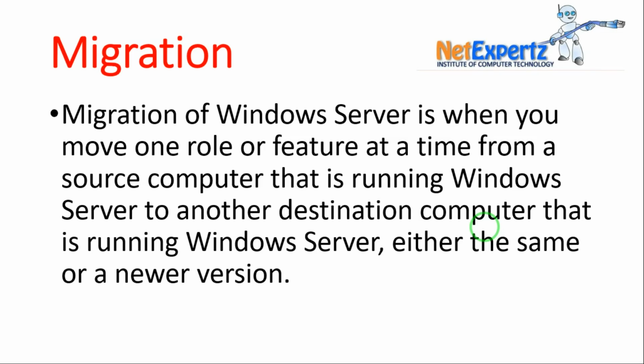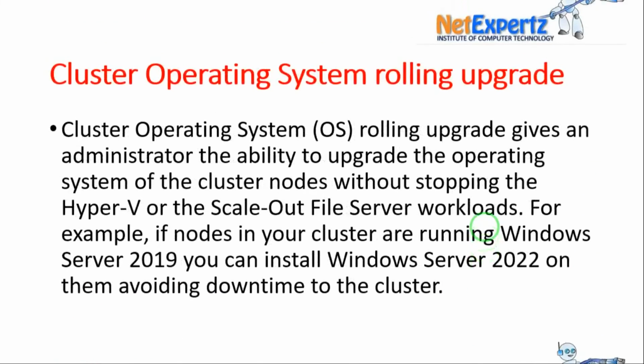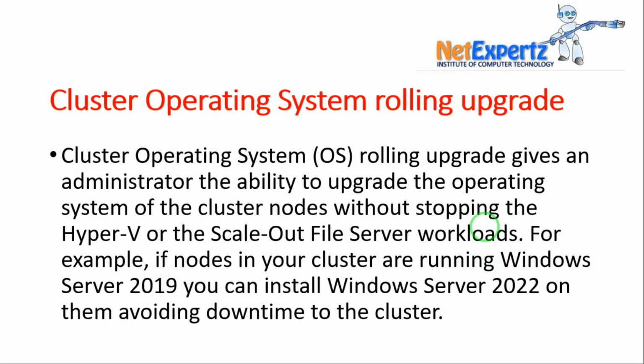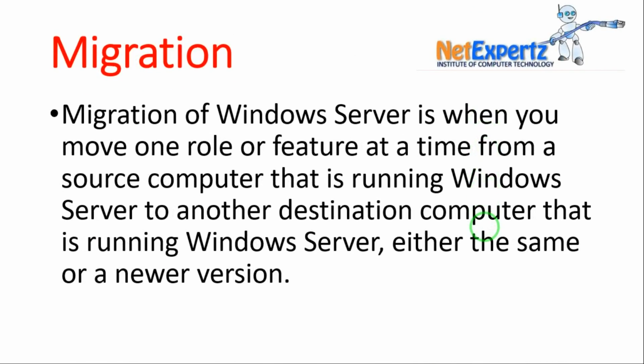For migration, we need a minimum of two servers. If you go for the in-place upgrade, the previous one, or the cluster operating system rolling upgrade, we don't need separate servers. We don't need source or destination servers. But in migration, we need source and destination servers.